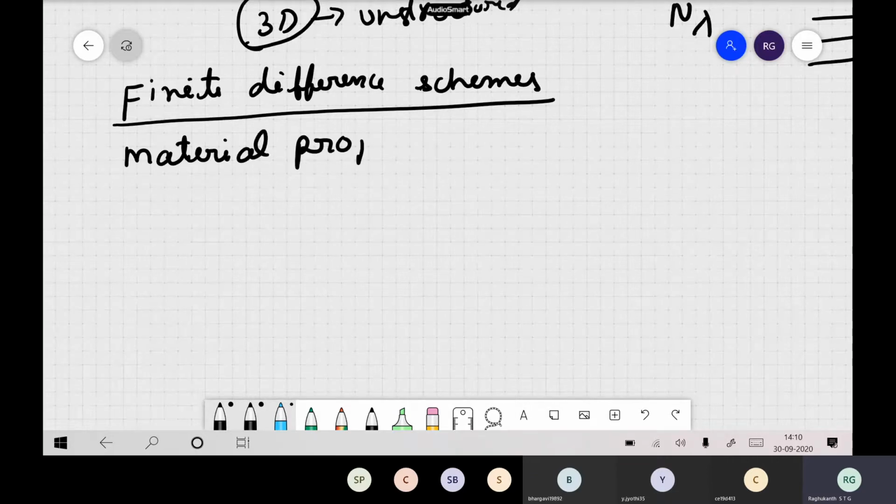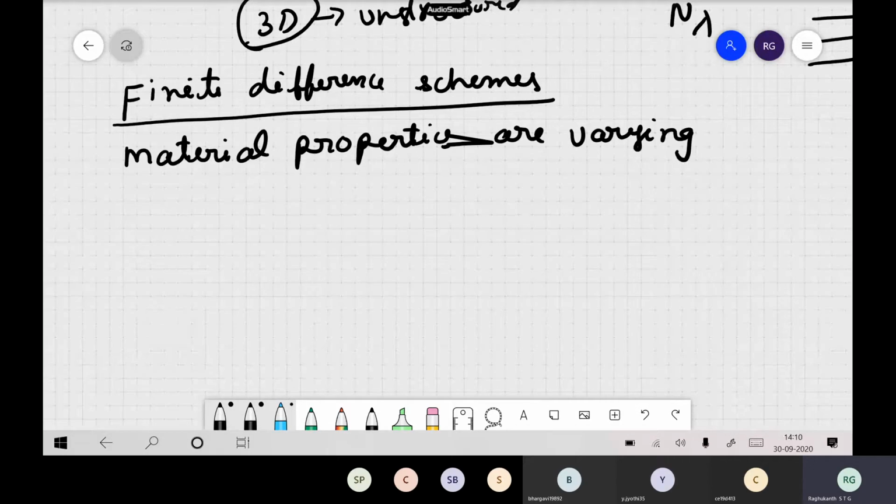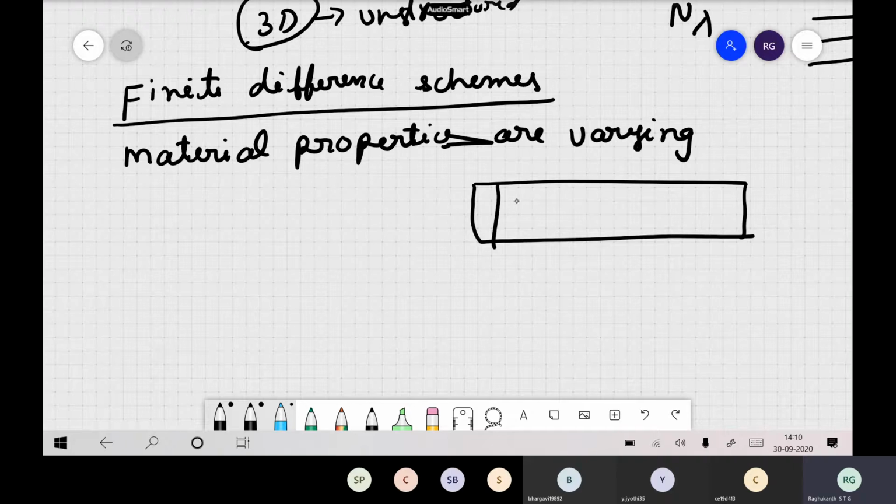Okay, so if the material properties are varying, okay, they are also varying. Now, how do we handle this? For example, I have a beam or any material. If I divide this into several points, the Young's modulus, for example, here it is E1, E2, E3, E4, you followed, right?